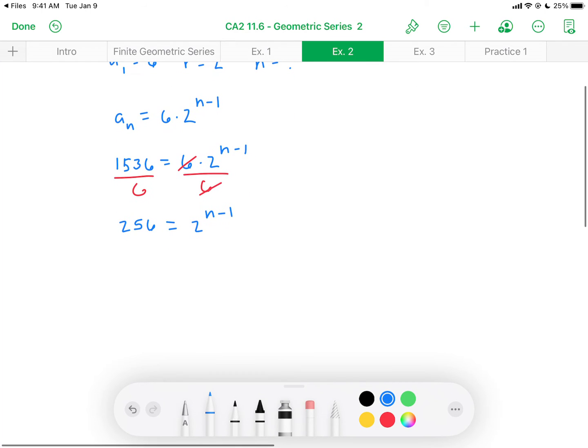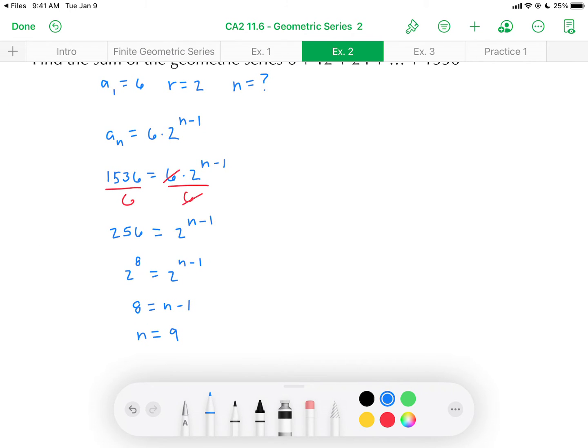8. Okay, so we'll rewrite this. 2 to the 8th power equals 2 to the power of n minus 1. Now, of course, you probably don't have that memorized, right? That 2 to the 8th is 256. Play around with the values, right? Just test some different powers of 2 until you find what works. Okay, so now we can just set 8 equal to n minus 1, and that means n is 9.